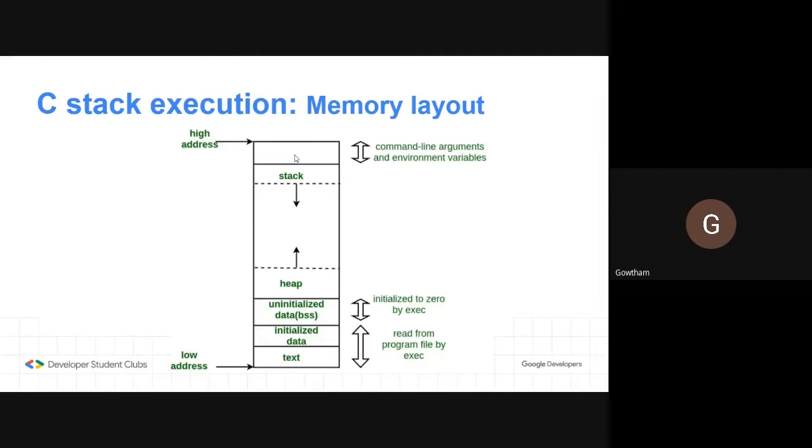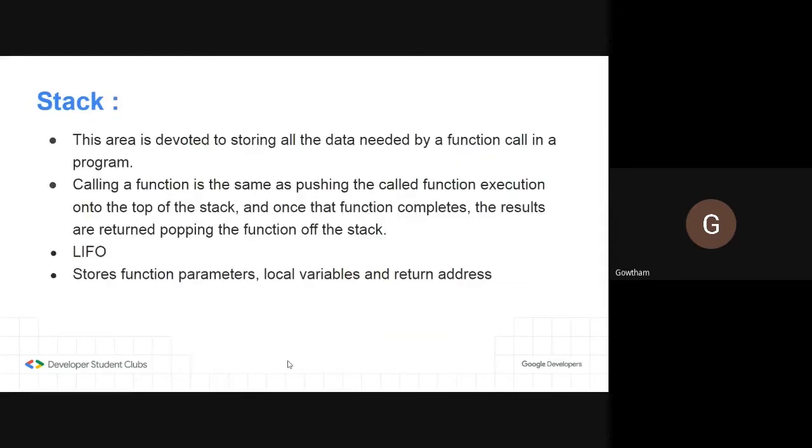Here is where all the environment variables will be stored, and the stack will contain all the local variables, and the heap will contain the data you get when you allocate dynamic memory. Your global variables, initialized and uninitialized, will be stored in BSS. Initialized will be stored just below that, and below that you'll have your C code which you just typed. So you have to understand what stack is.